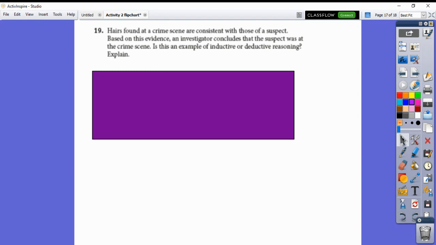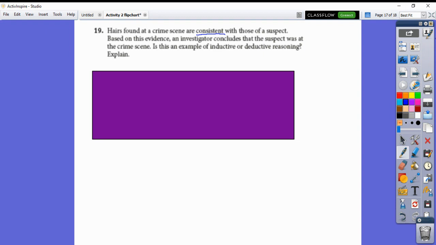So this problem can be tricky because sometimes students aren't really sure what it means when it says hairs found are consistent with those of a suspect. That would be like, all right, you're the suspect, you have brown hair. I found brown hair at the crime scene. That means that you were at the crime scene.